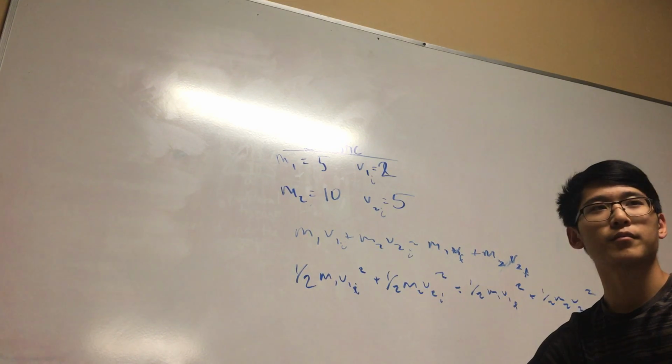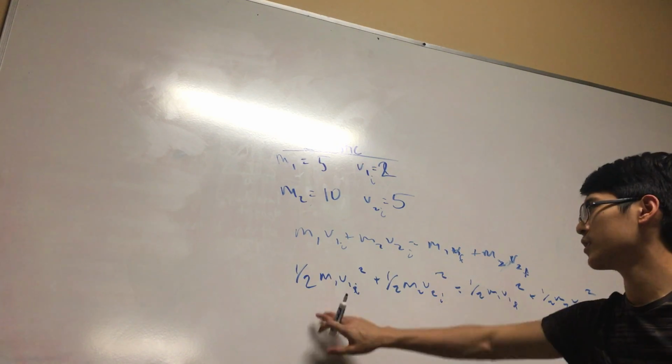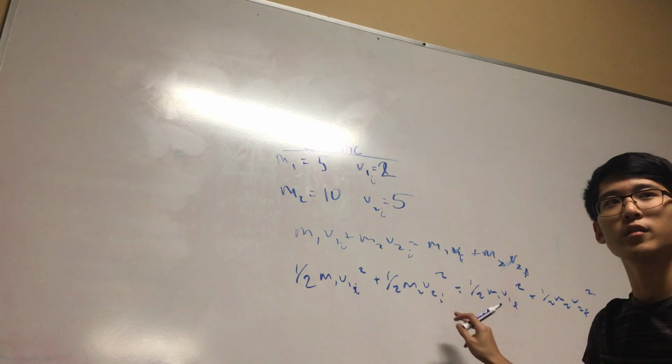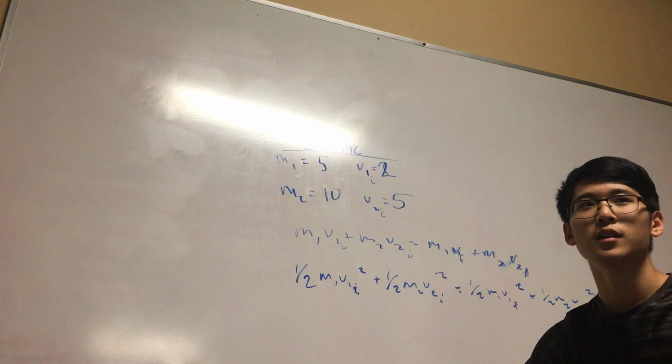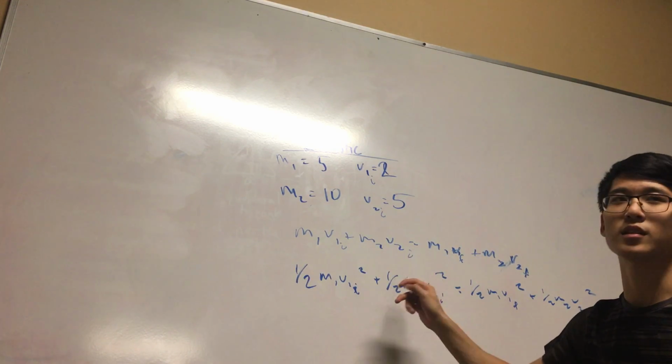Wait, why did you divide by half? What happened there? This is just kinetic energy, 1/2 m v squared. Okay. Elastic collisions. Now, you agree with me that this is going to take a long time, right?